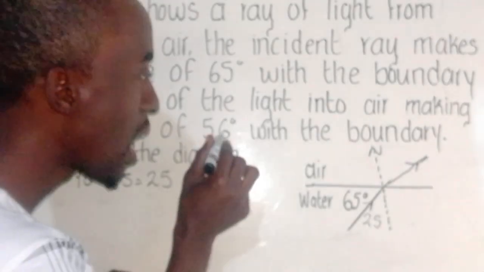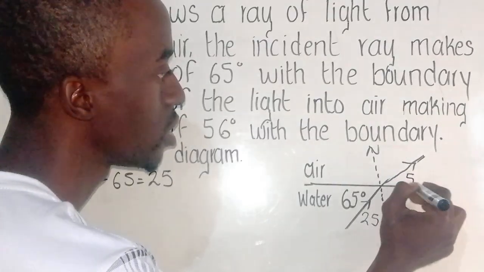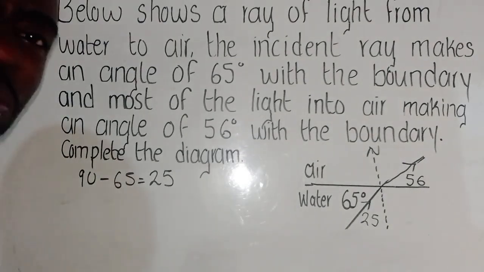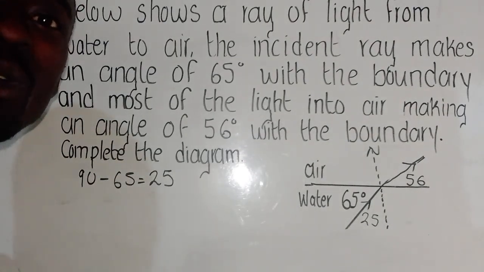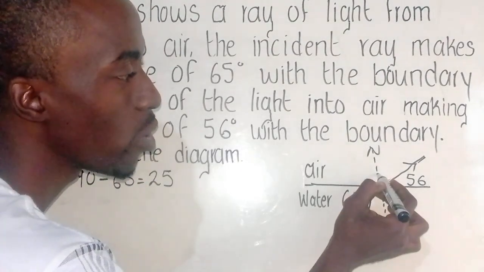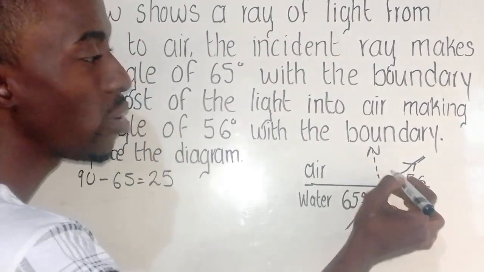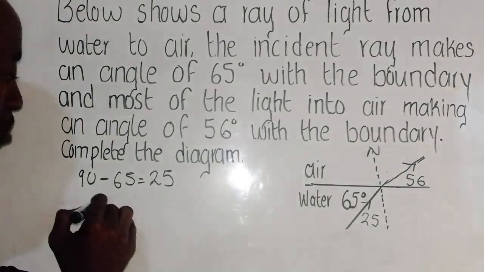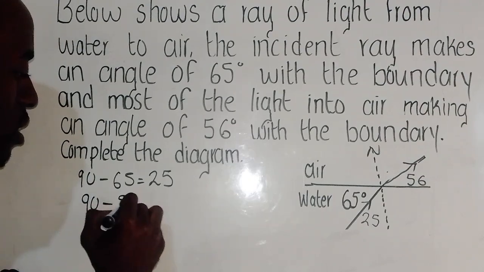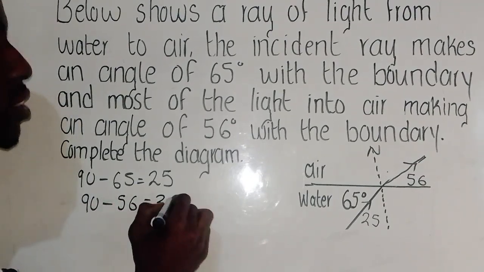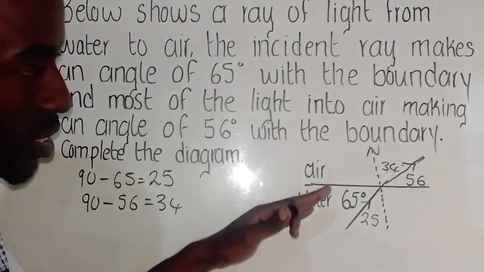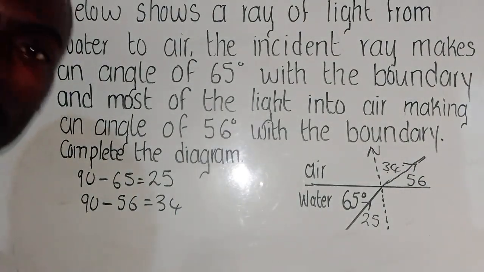So now they are saying this angle formed is 56 with the boundary. I hope you are following. Now, there is also another thing known as the angle of refraction. Angle of refraction is the angle between the normal and the refracted ray. So how can we find this angle here? We simply say 90 minus 56, which will give me what? 34. So meaning that here there is 34. So now this here is the complete diagram which they wanted.